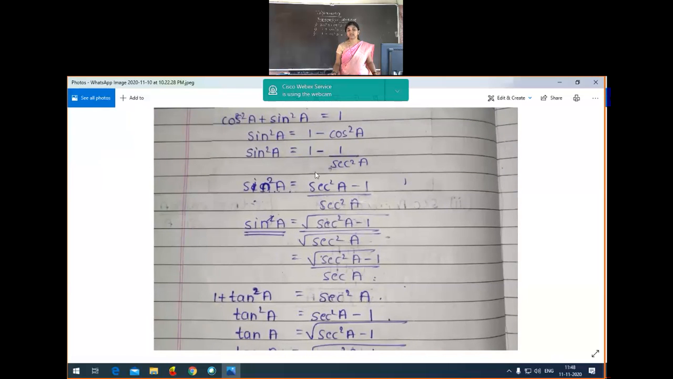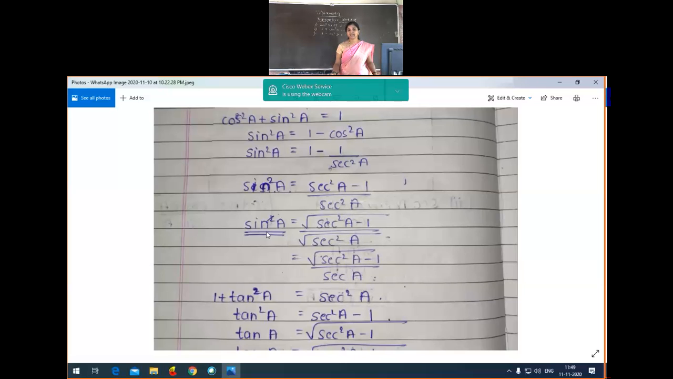We need the sin value. Sin A is equal to square root of secant square A minus 1 divided by square root of secant square A. Then in the denominator we can remove the square and square root. The numerator is a binomial term, therefore square root of secant square A minus 1 is as it is. Then in secant square A, the square and square root get cancelled. The answer is secant A.